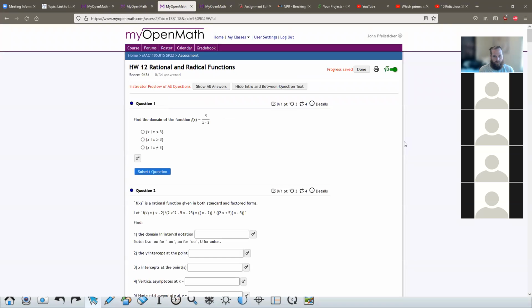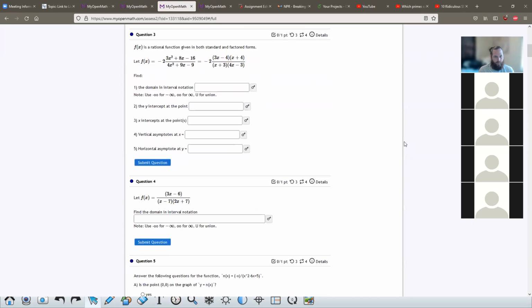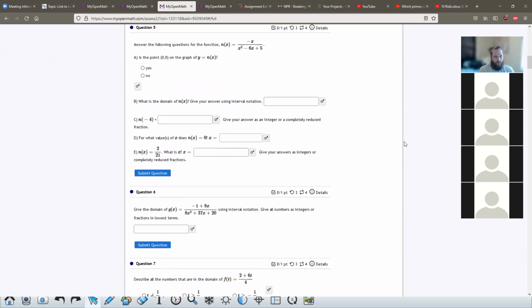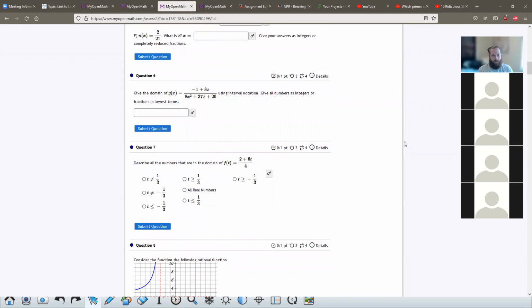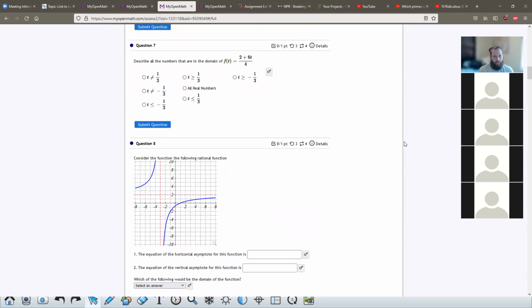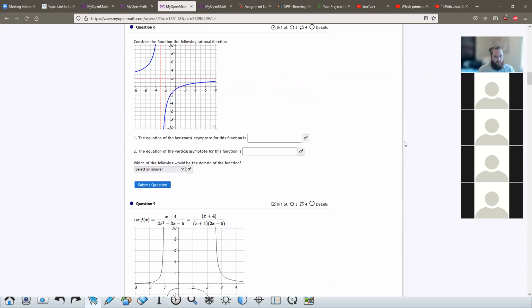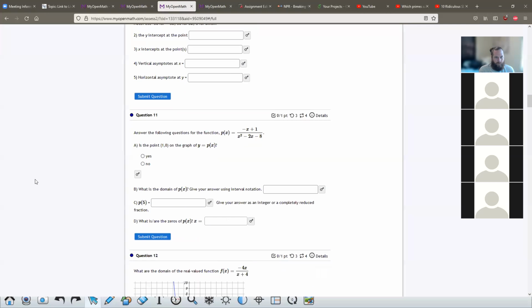One of my favorite things is to ask you to construct a rational function with certain features. Domain, use interval notation to describe all the... equation for horizontal asymptote.